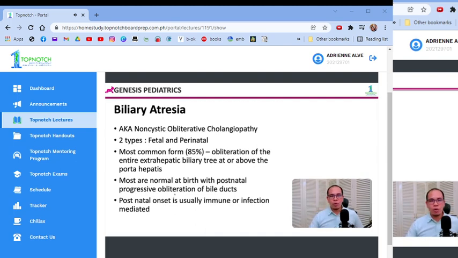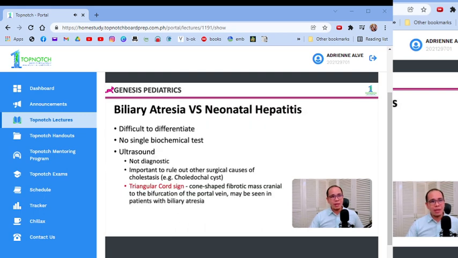Okay? A lot of these patients are normal at birth and there's postnatal progression. These are the babies who are okay at first, doc, and as they get older the stool becomes acholic and the jaundice appears. For those with postnatal onset, it can be immune or infection mediated. Biliary atresia versus neonatal hepatitis is actually very difficult to differentiate clinically. And even with lab tests, there is no single biochemical test that will distinguish biliary atresia versus neonatal hepatitis.